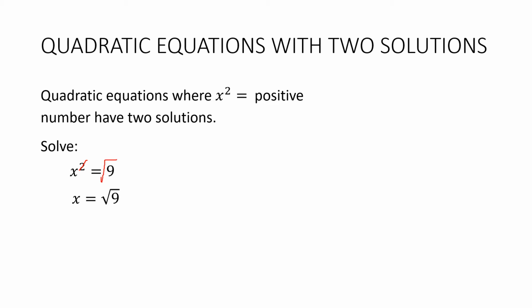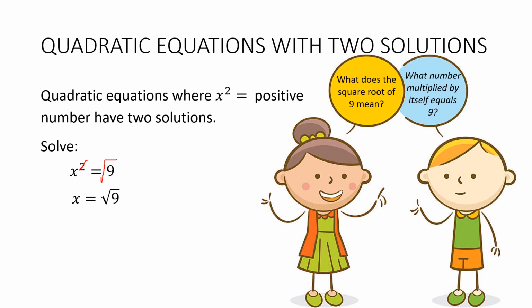What is the square root of 9? What does that mean? Well, remember it means what number multiplied by itself equals 9, which is 3, isn't it? Or minus 3. Well, remember 3 times 3 is equal to 9, but negative 3 times negative 3 is also equal to 9. So we have 2 answers.